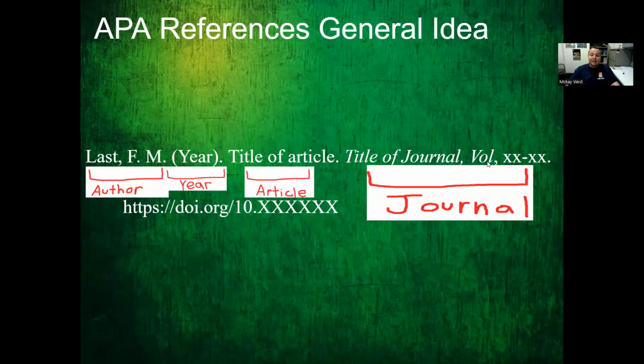You simply provide the volume number that your article came from. You don't need to write VOL or anything like that. You just simply give the number. Volume 3, write a 3.